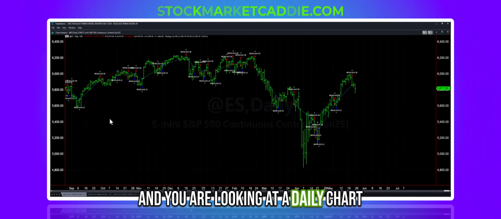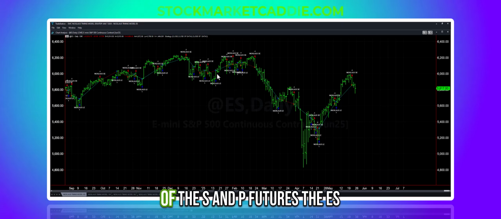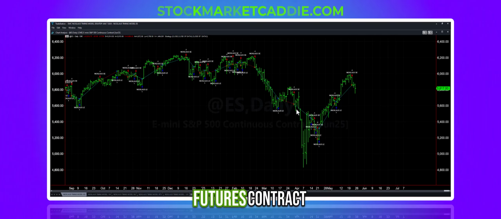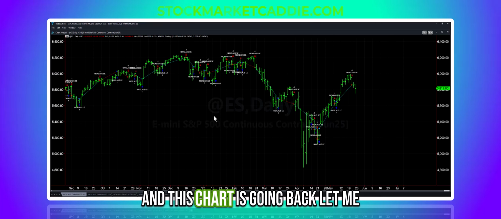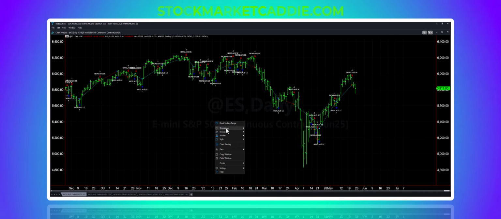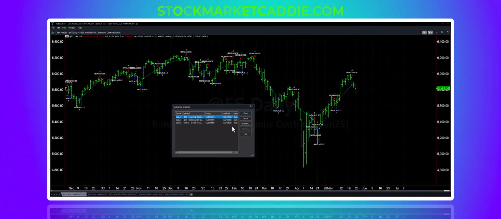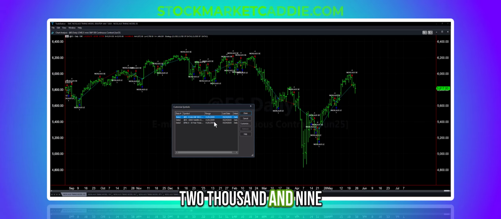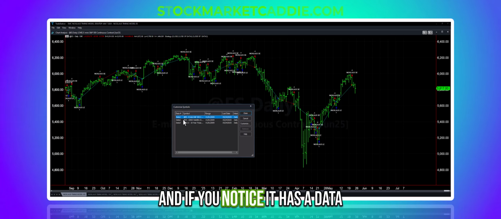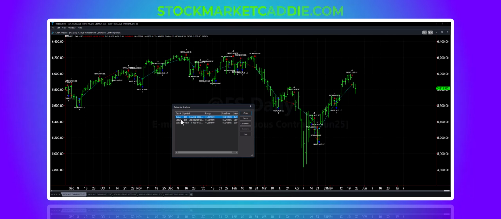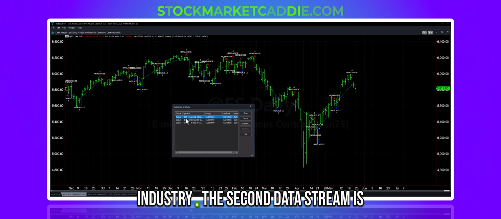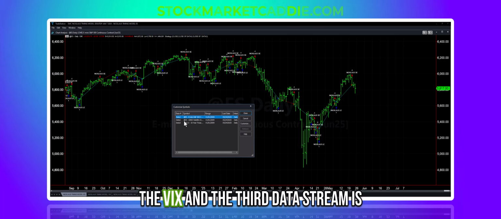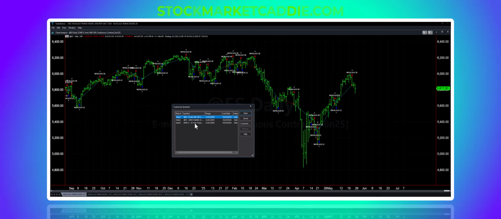And you are looking at a daily chart of the S&P futures, the ES futures contract. This chart is going back, let me show you, years. Going back to 2009. And if you notice, it has a data stream of 1, 2, and 3. The first data stream is the index. The second data stream is the VIX, and the third data stream is the 10-year Treasury yield.